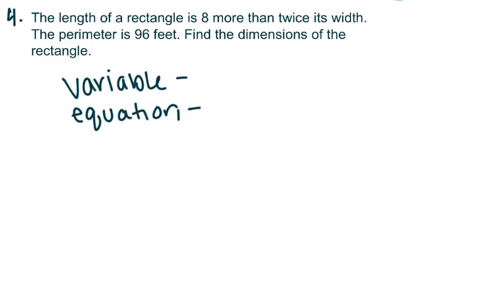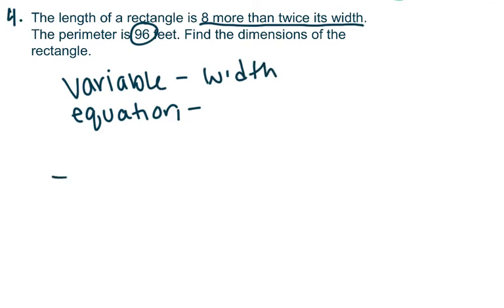All right, so I knew I was going to run out of room, so I've gotten us more room to do number 4. This is going to take us a couple different steps. The length of a rectangle is 8 more than twice its width, and the perimeter is 96 feet. We are going to be finding the dimensions of the rectangle. Our variable here, which we do not know, is going to be our width.